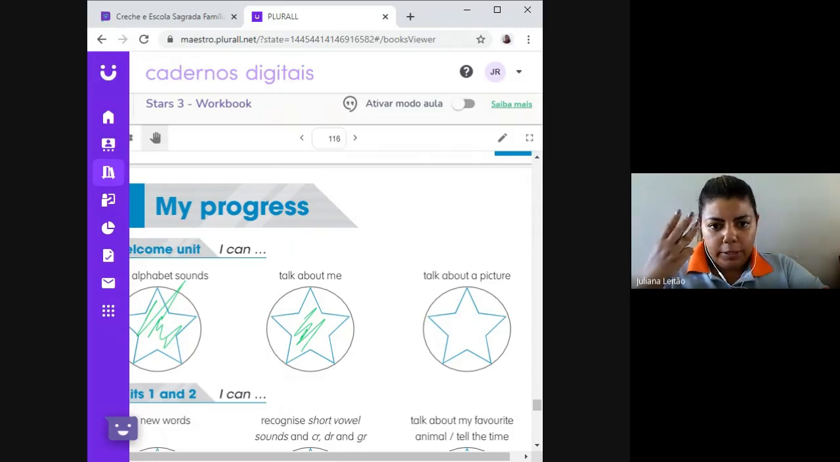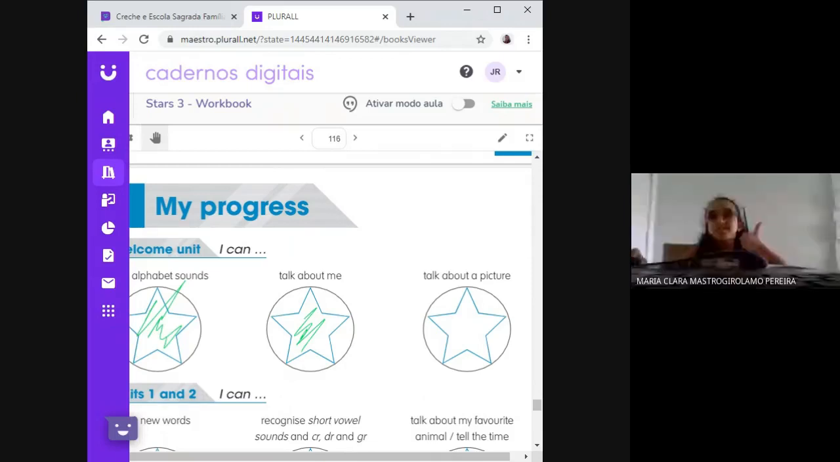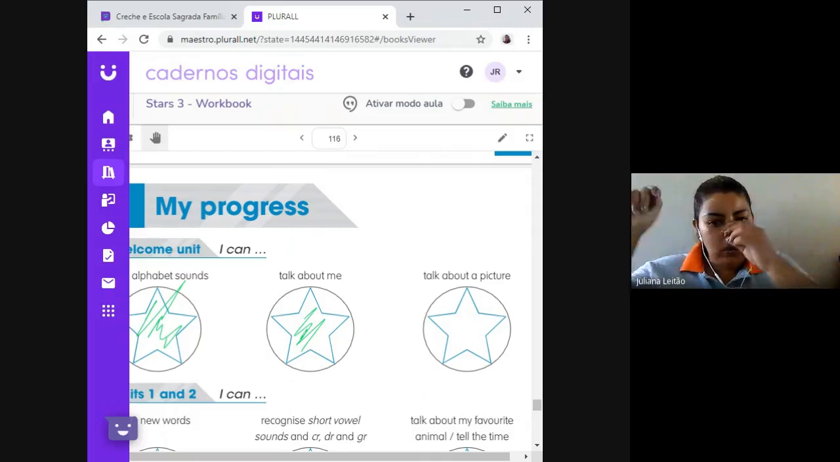Star number three. Star number three. I look at the picture, okay? The park, the picnic, okay? I talk about the picture. I talk about the picnic. There are fruits. There is a boy. I can see sandwiches. Yes or so-so? Yes. Okay, yes, your color.